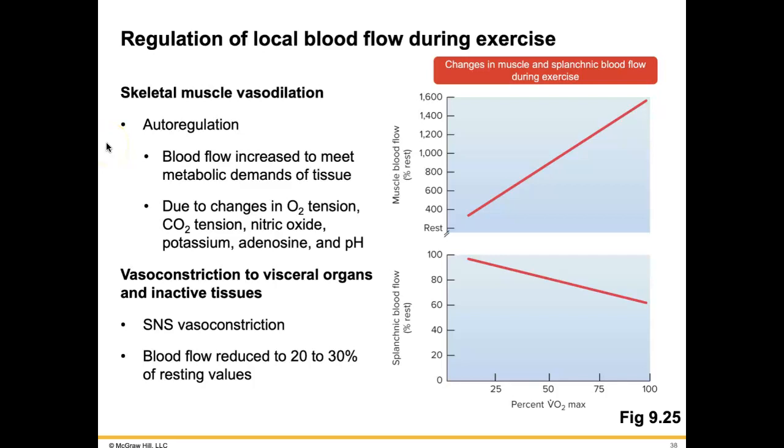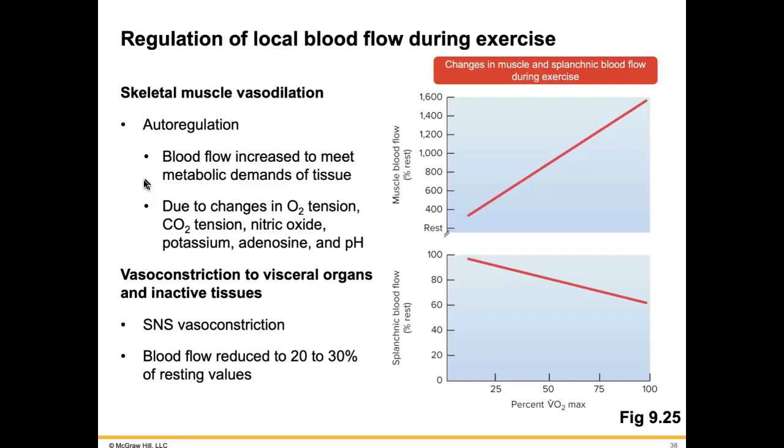And the way our body is going to decide what organs get more blood flow and in turn more oxygen is through auto-regulation. When we're able to have our blood vessels vasodilate to allow more blood flow to go to that skeletal muscle tissue that has higher metabolic demands, we are going to be able to deliver that oxygen.